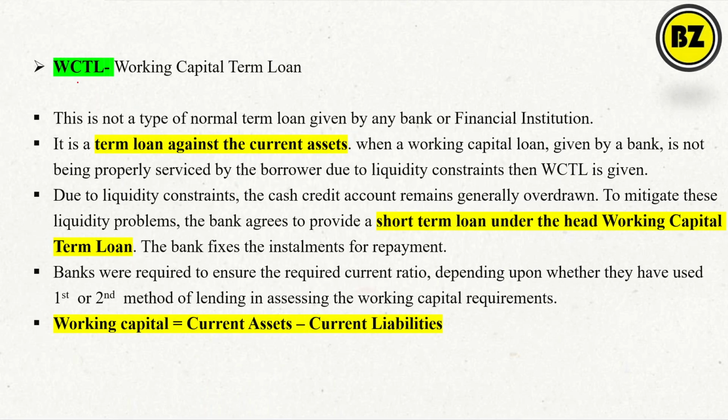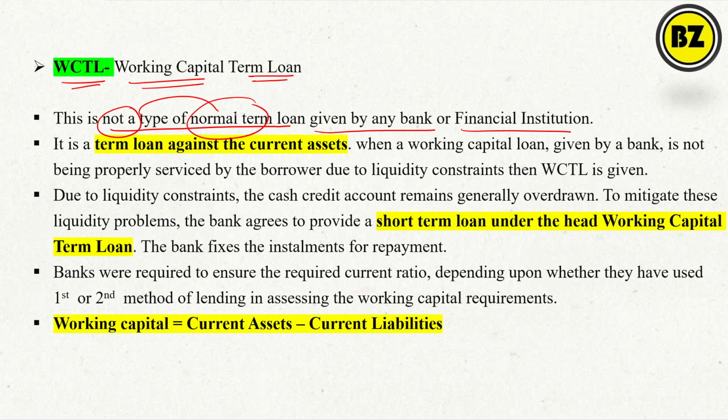Now WCTL, what is it? It is simply the working capital term loan. So it is very much a combo of a working capital as well as a term loan. Okay, interesting. It is very interesting. Now see, it is a type of the normal term loan, right, which is given by the bank or the financial institution. Okay, how? See, it is not a normal type. That's why I told you it is a very good combination, working capital term loan.